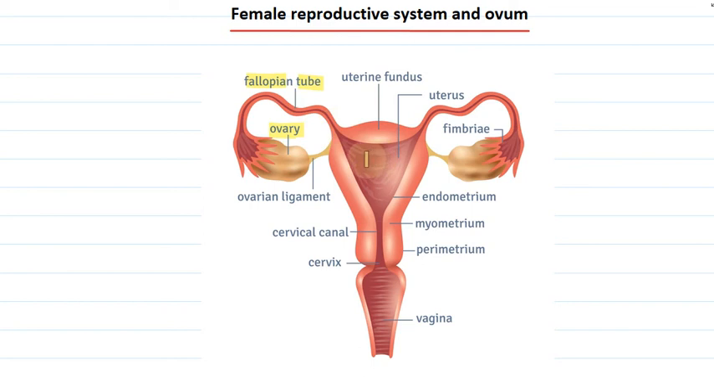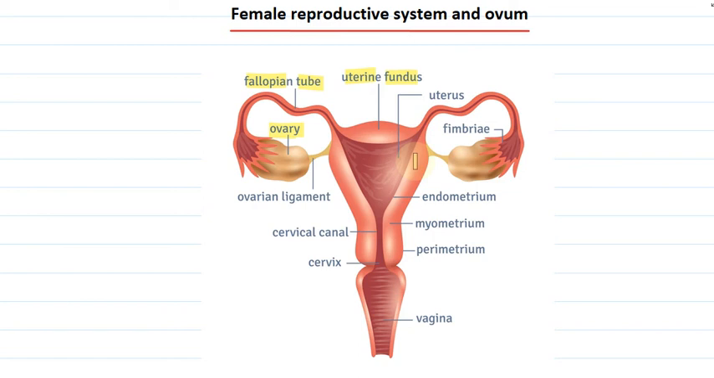Then let's see what the uterine fundus is. It is the top portion of the uterus. This is the uterus, and we can see it is the top portion, present opposite from the cervix. This is the cervix at the other end.